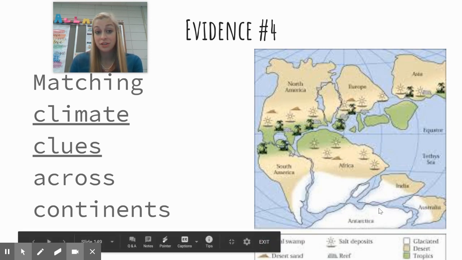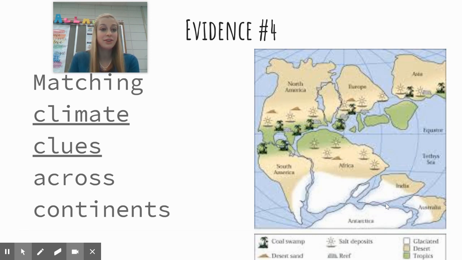How is there evidence that there was a glacier on India or Australia if they were never further down on the globe? How? They're so hot now. You think Australia, you think hot. I think Australia, I think kangaroos. Ain't no kangaroos in the glaciers. No. So that is kind of crazy to me. I'm with Alfred right now.